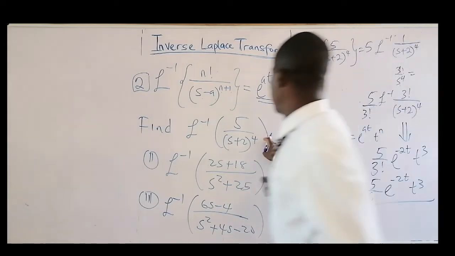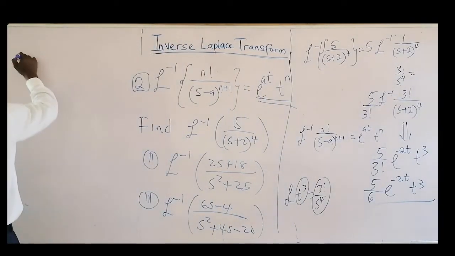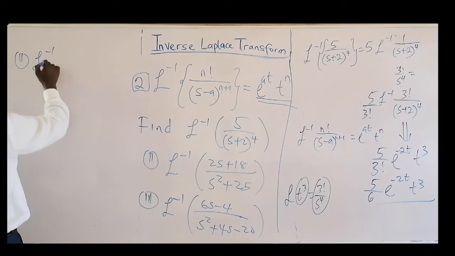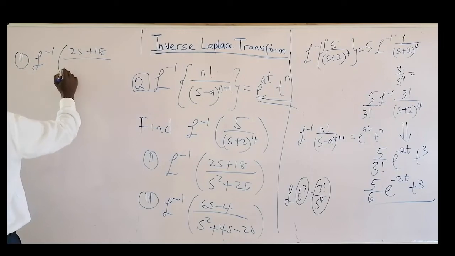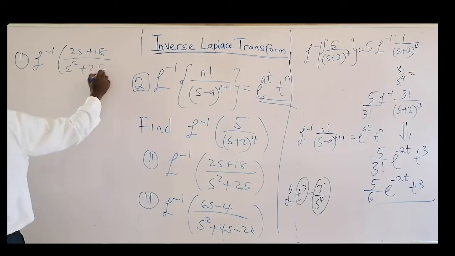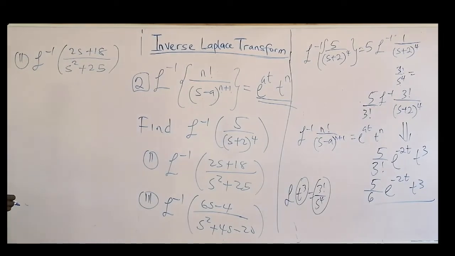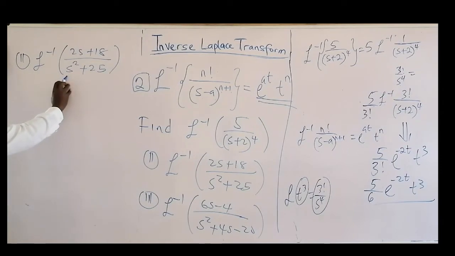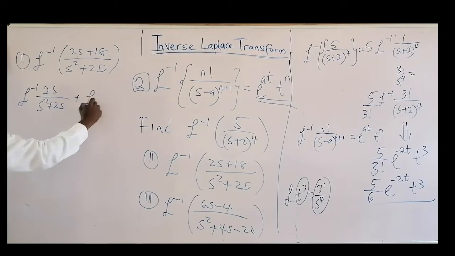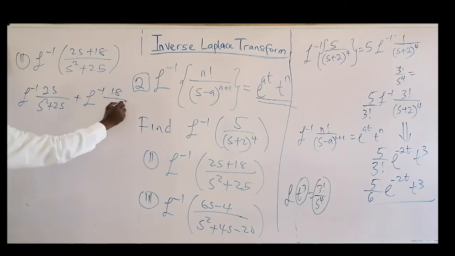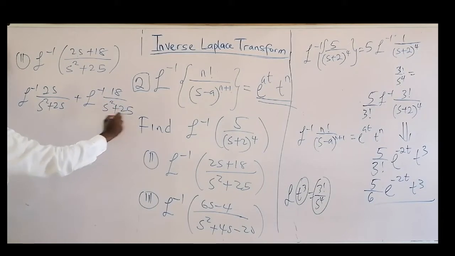Then the second one, we have the inverse of 2x plus 18 all over x squared plus 25. What we are going to do here, since we're having x squared here and we're having 2x here, we are going to separate this expression, which will be the inverse of 2x over x squared plus 25, then plus the inverse of 18 over x squared plus 25.